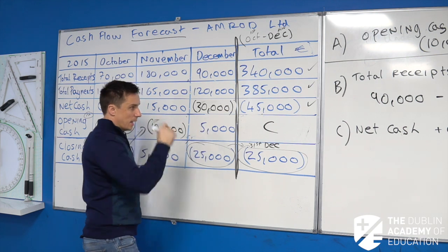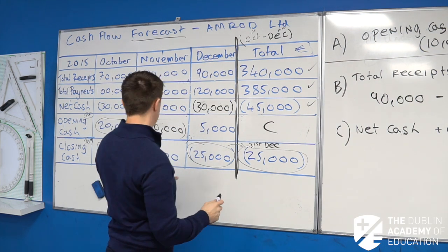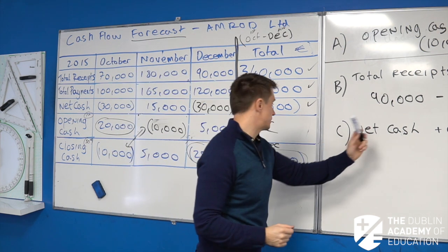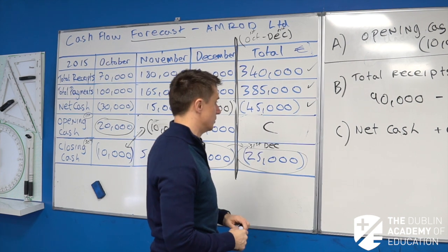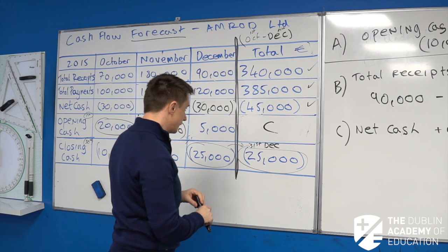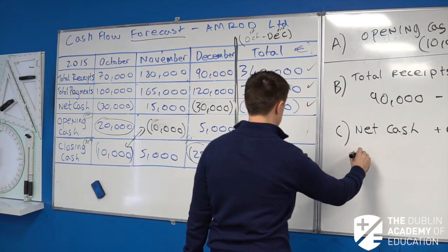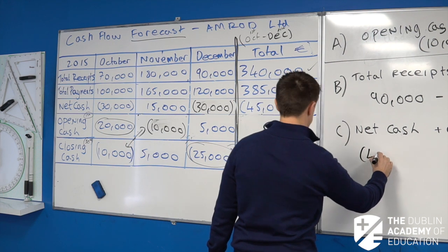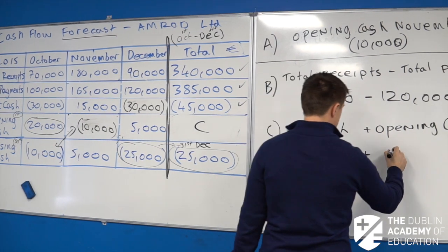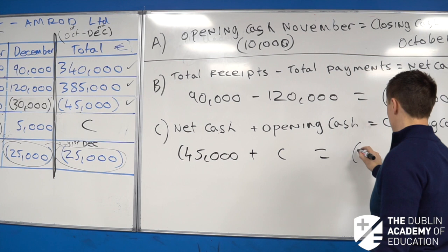All right? And the last one then is the opening cash for the total months, right? So there's a couple of ways you can go about doing this, but even if we have it here, the net cash for December plus, let's say, we call it C here, is our closing cash, which is negative 25,000, right?